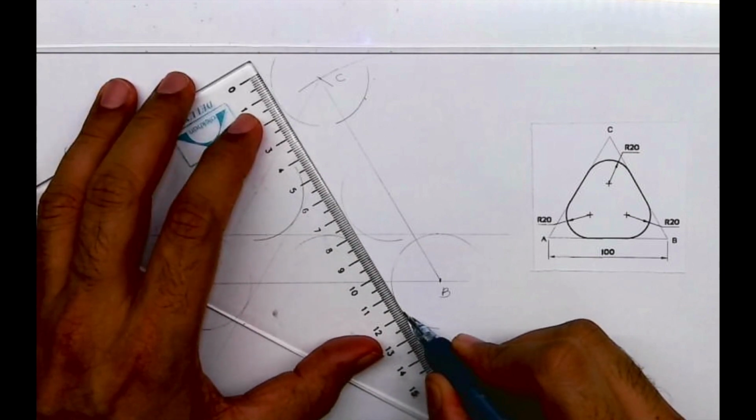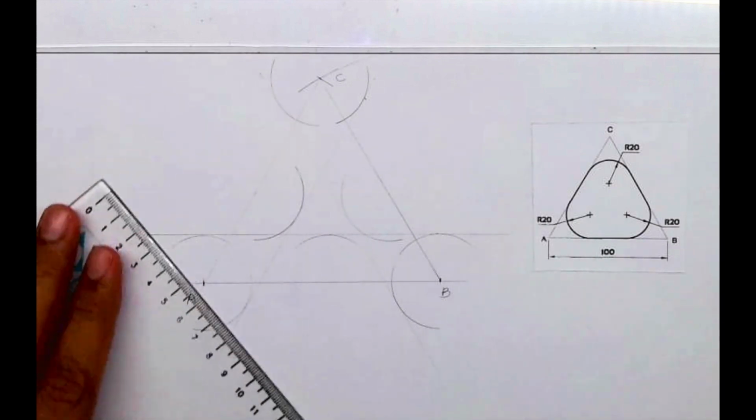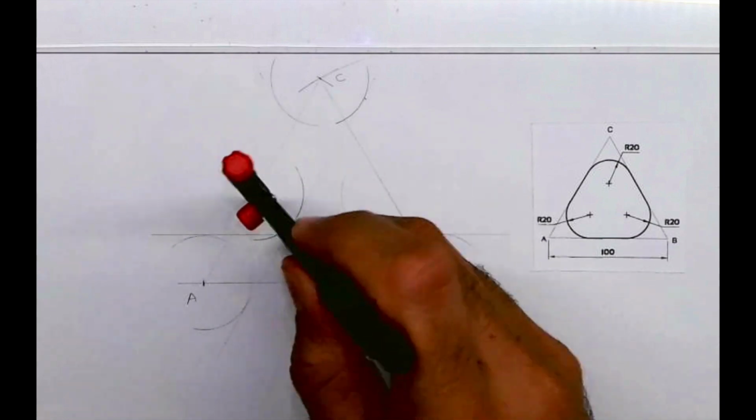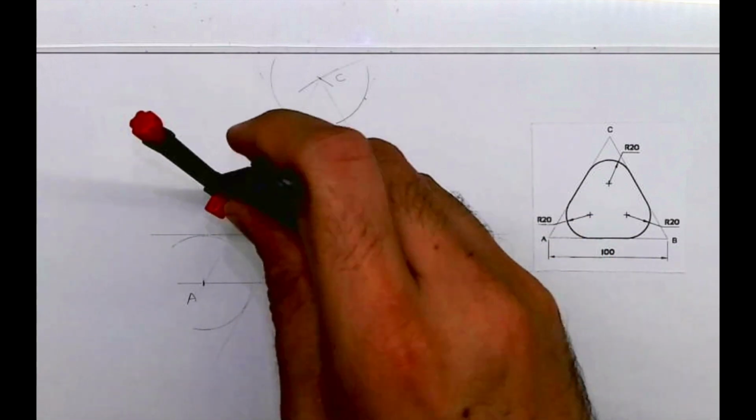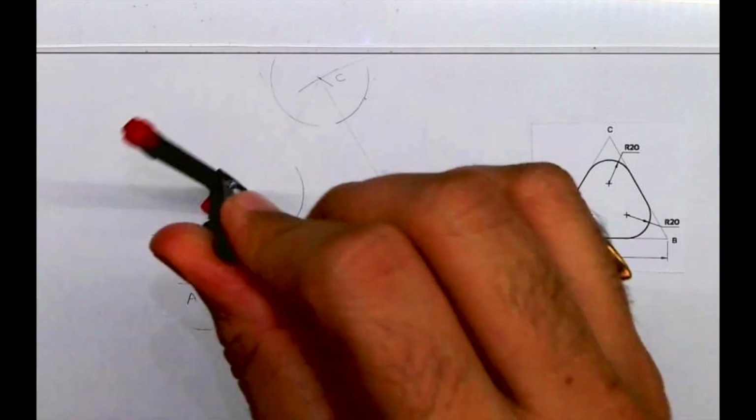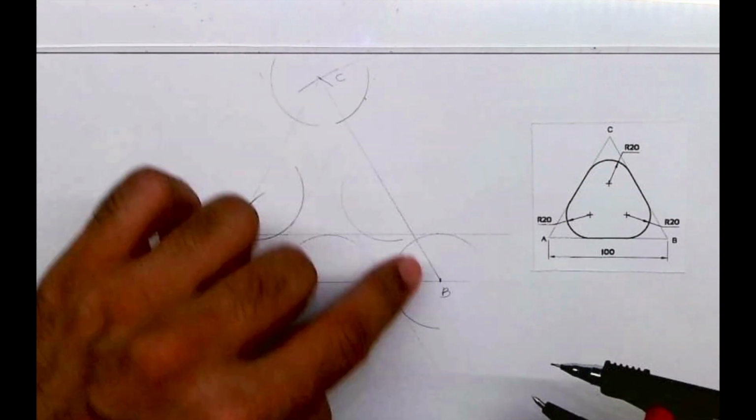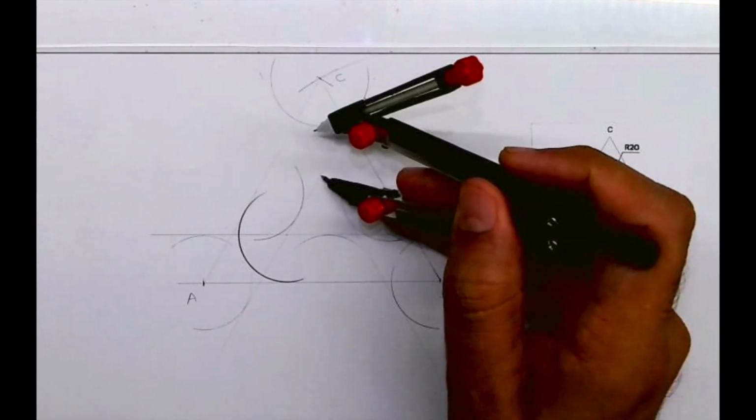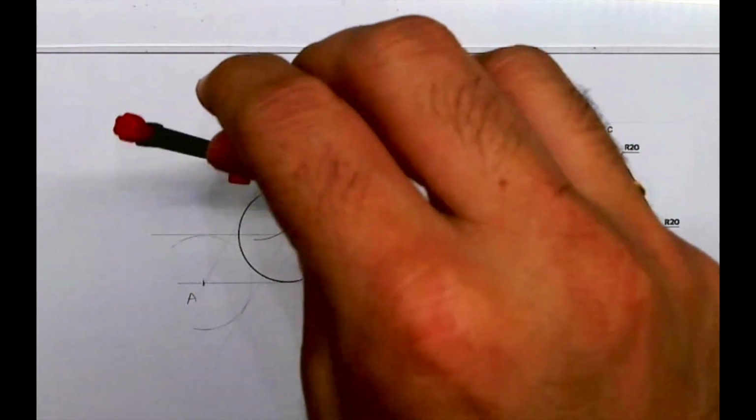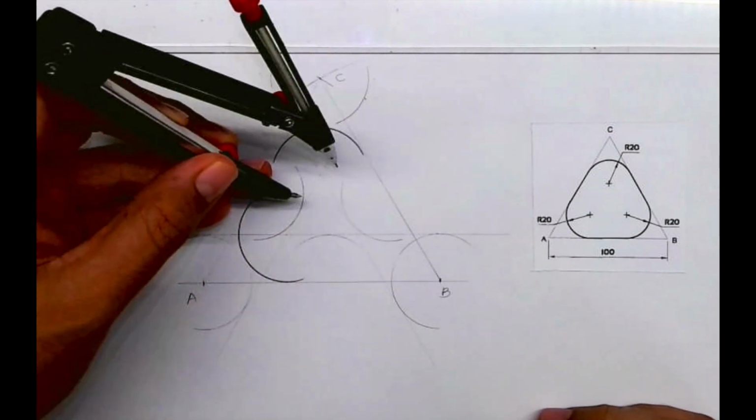And then you join all these 3 curves. So wherever they meet, from that point we draw radius 20. Make sure you take radius 20 in your compass and you draw the arc. See, from here also we'll draw an arc. And from here also we'll draw an arc. So we'll get 3 arcs.